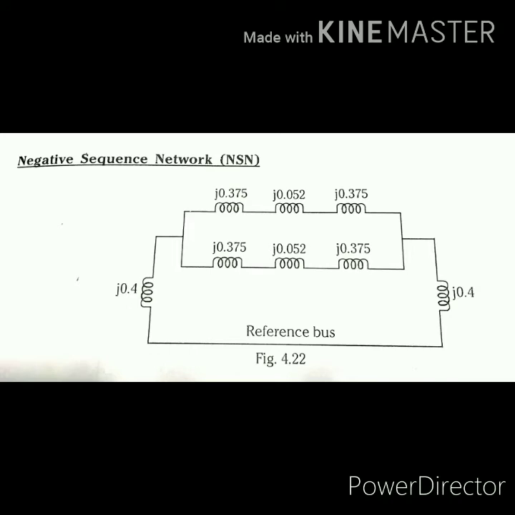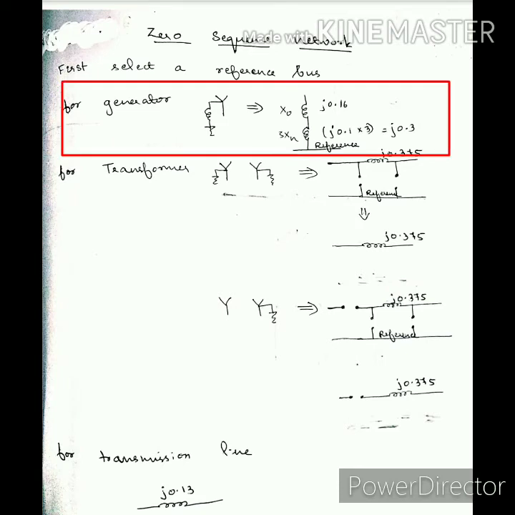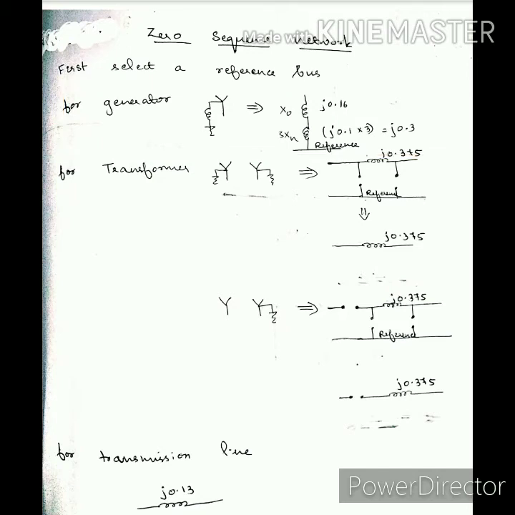That's it. But when you draw the zero sequence network, you have to be very careful. First, what do you have? Generator. The generator is grounded through a reactance, star connection through a reactance. So you have to draw X0 in series with 3Xn. X0 is j0.16, Xn is j0.1 multiplied by 3, so j0.3. Next you have a transformer.